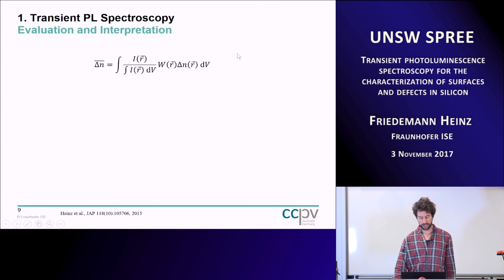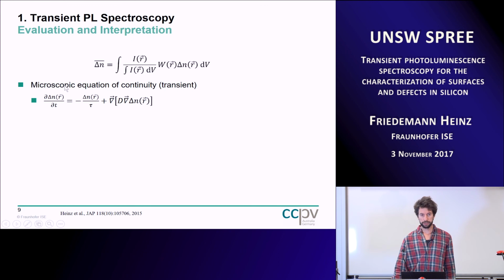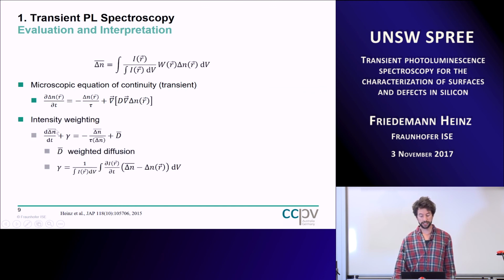So this is the average charge carrier density we want to talk about. At first we need to originate from the microscopic charge carrier density. This is given by the equation of continuity. In the transient case, for simplicity, we have no generation, so here recombination, diffusion. What we are interested in is the intensity-weighted equation. And so we apply this average to this equation, and we obtain a macroscopic equation as a function of time.